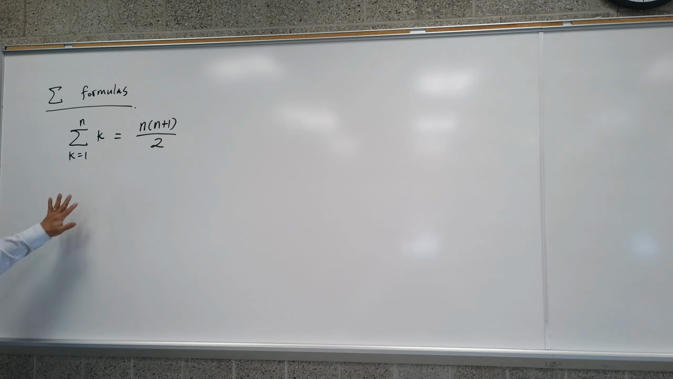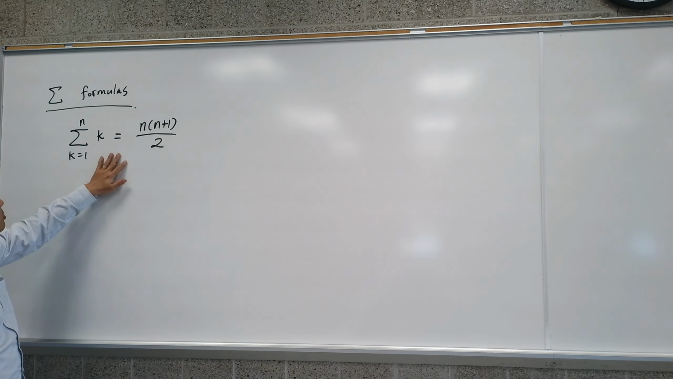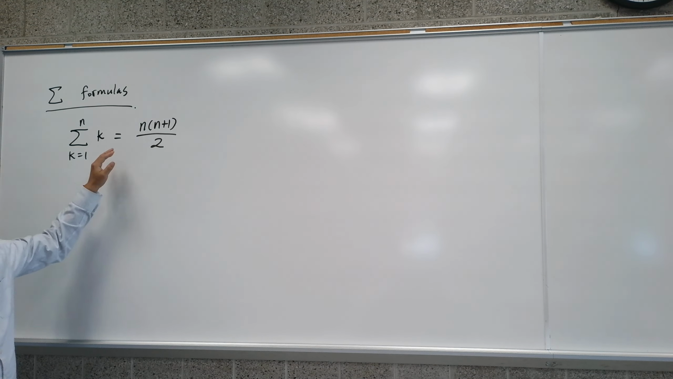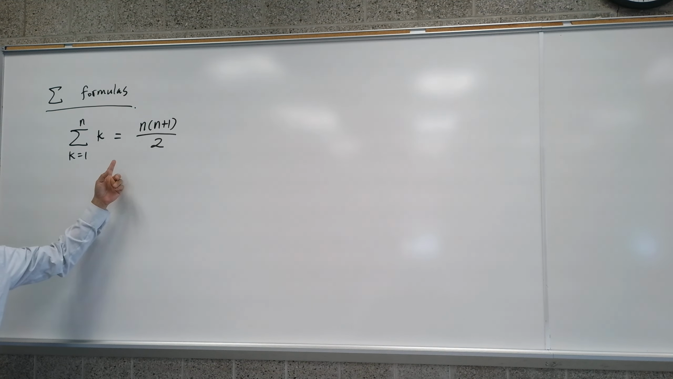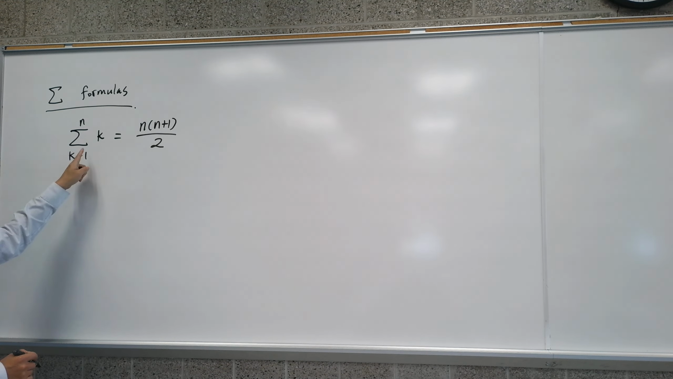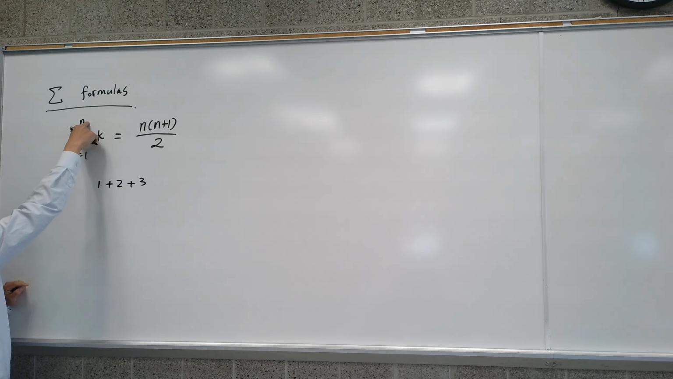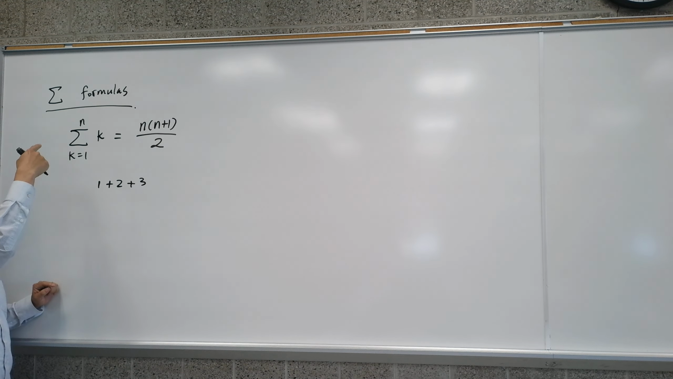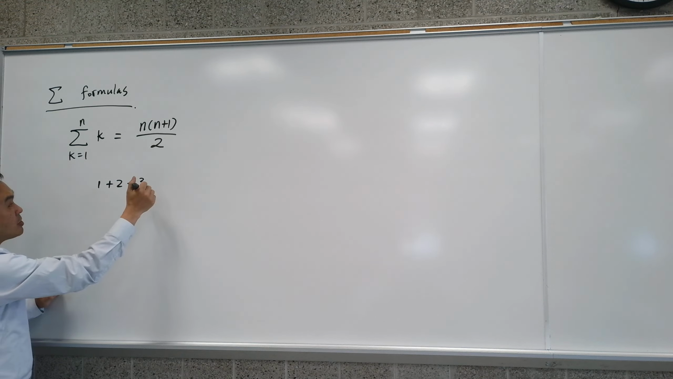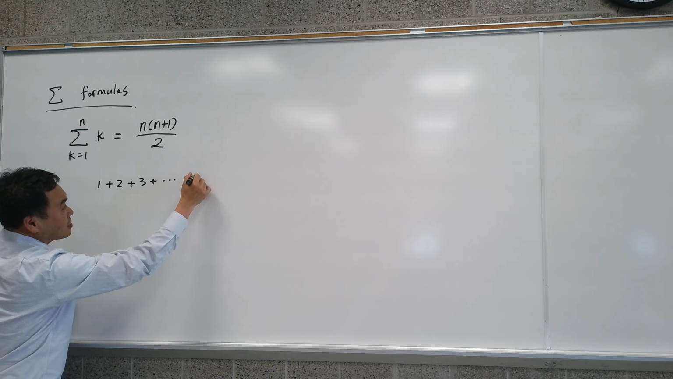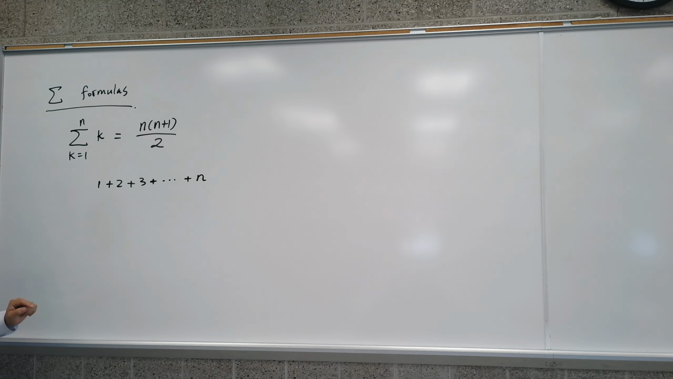All right, so today's goal is starting from this one. Well, let me just quickly prove this first, okay? What does this left side mean? This means 1 plus 2 plus 3, because k starts from 1 and gradually increases up till n, right? So it's 1 plus 2 plus 3, and so on, until you get to n, right?